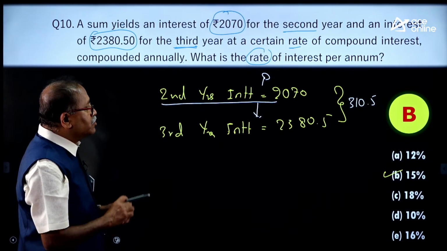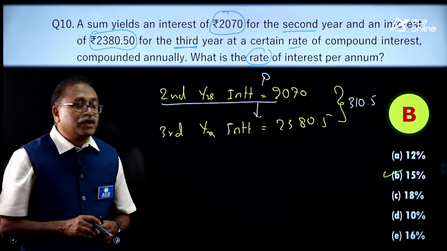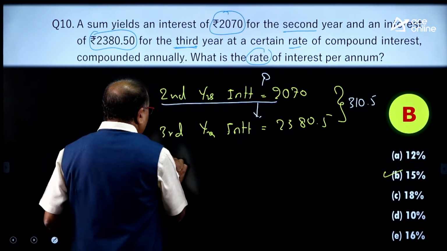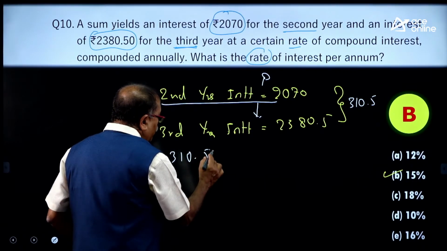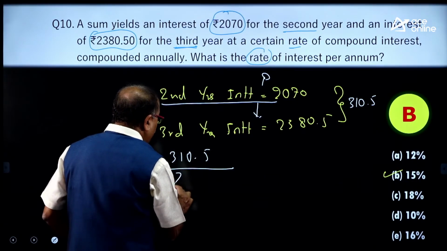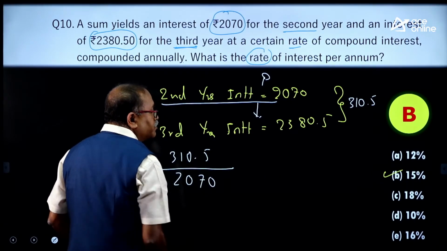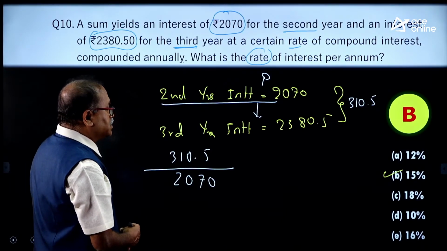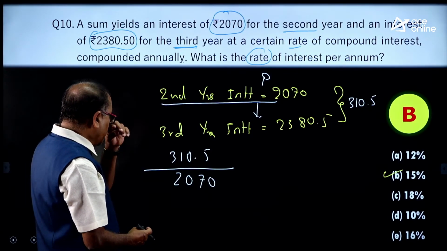What do I need to find out? 310.5 is what percentage of 2070. So, here 310.5 over 2070, that is how you are getting the rate of interest. How much will that be?